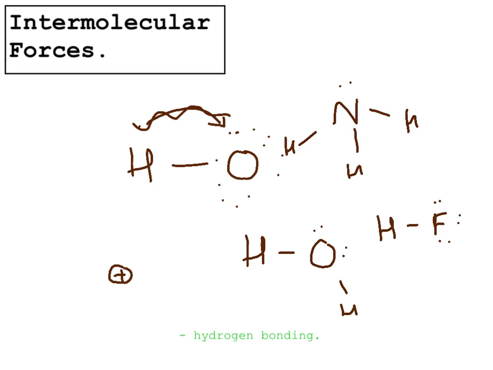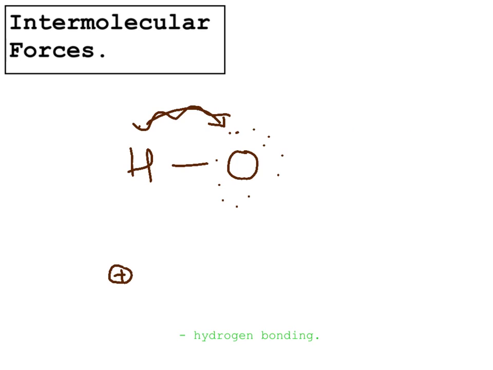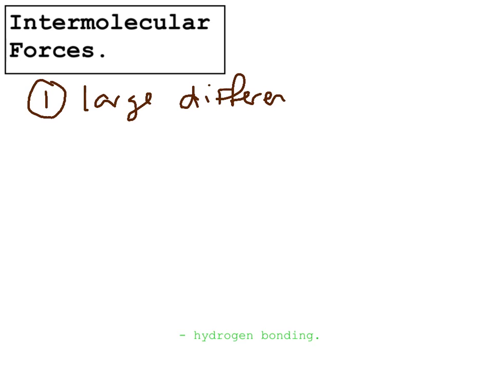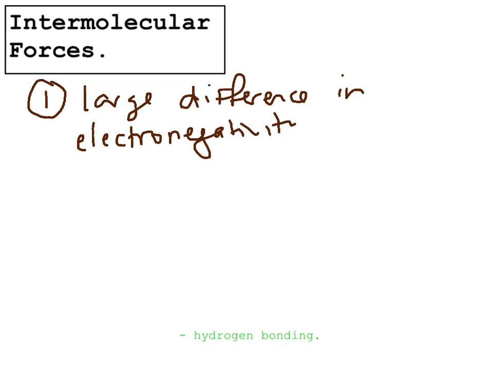So in an exam you may be asked to describe how hydrogen bonding comes about, and there are 3 points that you would make in order to answer this question. So the first point is the fact that there is a large difference in electronegativity between the hydrogen atom and the atom it's bonded to, either nitrogen, oxygen or fluorine. So large difference in electronegativity between the hydrogen and whatever it's attached to.